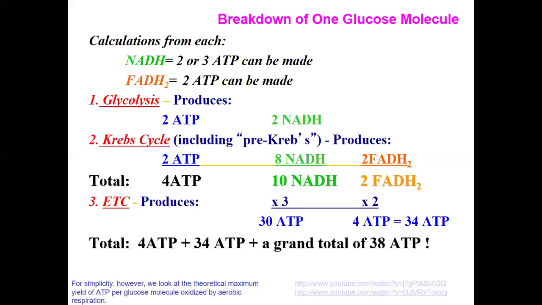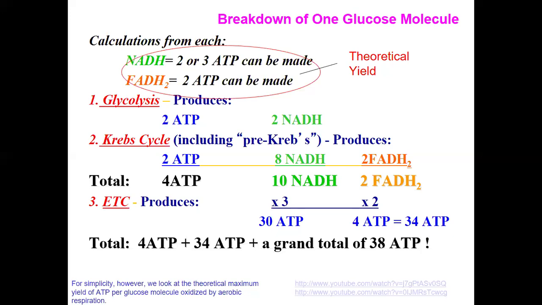So in writing it together, you can say we have a grand total of 38 ATPs being produced. So from the ones produced from glycolysis, the Krebs cycle, and the electron transport chain, we have a theoretical yield that's available.